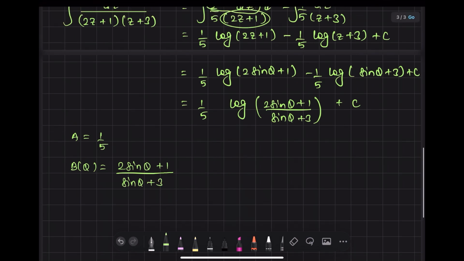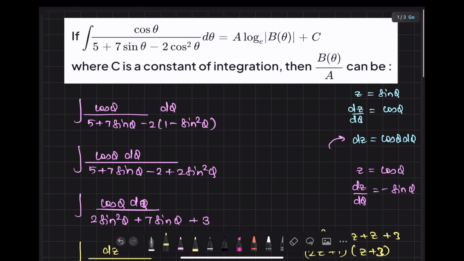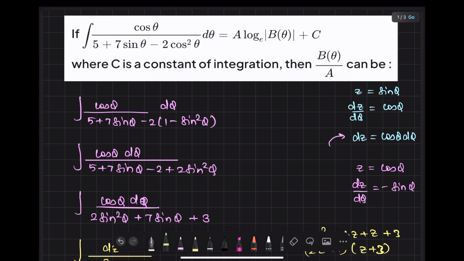Okay, I hope the idea is clear and you can handle similar situations. From now onwards, if you observe, the numerator has only one element. If it is cos theta, you have to take z as sine theta. If it is sine theta, you will be taking cos theta as z. Okay.